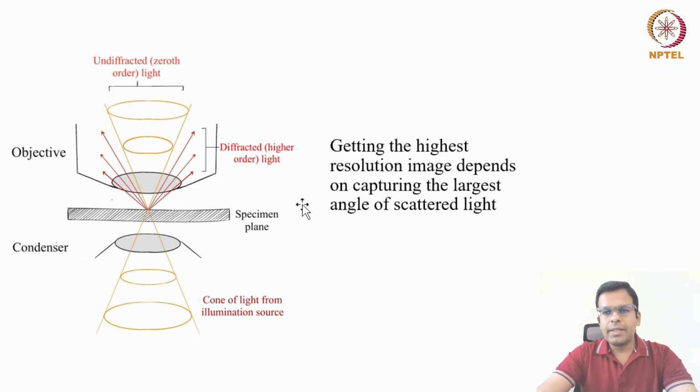So here you can understand that thing in a little better way. So let's say this is the specimen plane. Here the sample is there, and this is a cone of light from the illumination source. Okay, now you can see the orange rays represent the zeroth order light, whereas the red rays represent the higher order of diffraction. Okay, and this objective lens is collecting zeroth order light, first order, second order, and third order light for the image formation. So getting the highest resolution image depends on capturing the largest angle of scattered light.